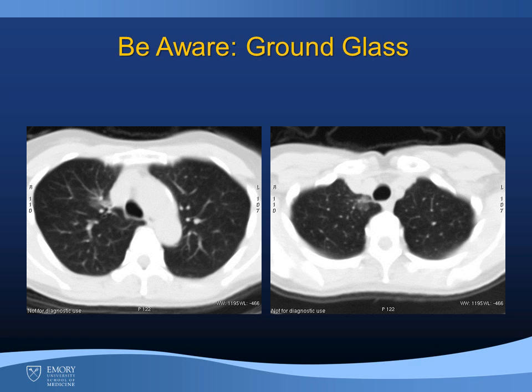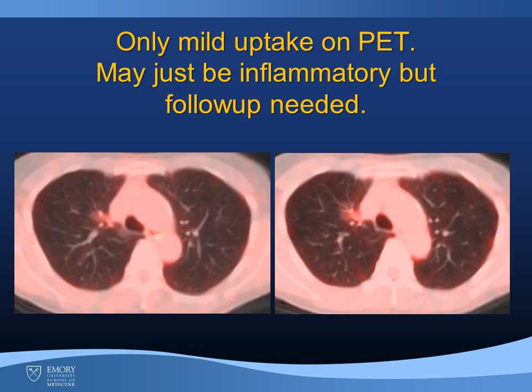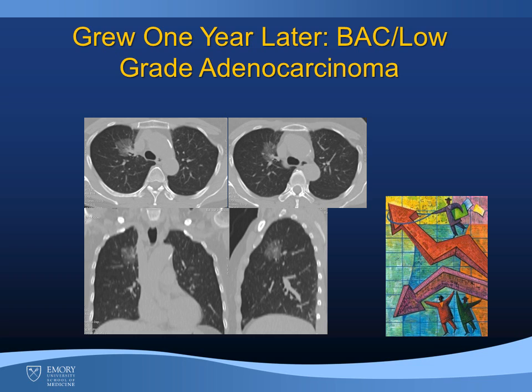Also, beware apparent ground glass. Sometimes it doesn't look very noticeable, especially on our lower dose CT scans on the PET-CT. Here we have a patient with a little geographic ground glass, and really, it didn't have much FDG uptake. Many times this could just be inflammatory, but follow-up is needed, since a bronchoalveolar cell cancer or low-grade adenocarcinoma with lipidic pattern can appear exactly similar.